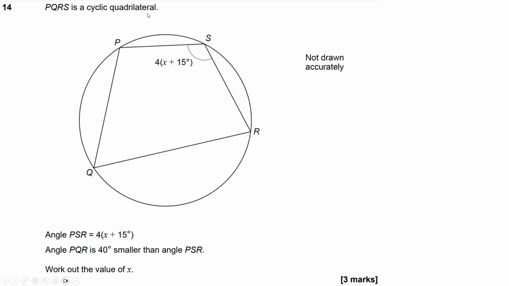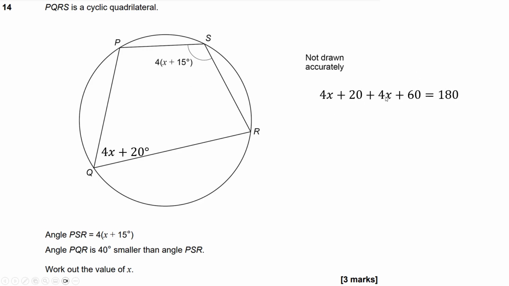PQRS is a cyclic quadrilateral, okay? Angle PSR is that. Angle PQR, so PQR is this, is 40 degrees smaller. So this angle is 4x plus 60, and then 4x plus 60 take away 40 is 4x plus 20. Okay, and we're saying that because this is a cyclic quadrilateral, if you sum opposite angles, you should get 180 degrees. So just do that.